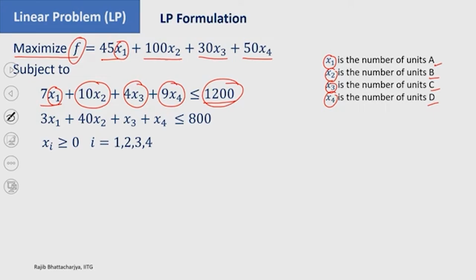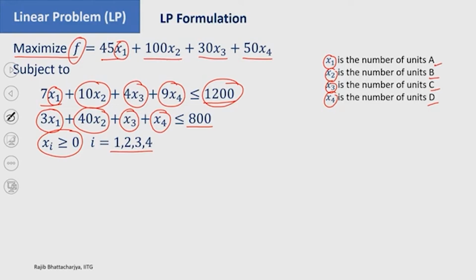So, that is the available time, that means I cannot use the lathe machine more than 1200 minutes. Similarly, if I use the milling machine, then the total time required for product A is thrice x1, then product B is 40 x2, product C is 1 into x3 and product D is 1 into x4, and the total time should be less than 800 minutes. Okay. So, I have a total of 800 minutes and this xi should be greater than or equal to 0, so i equals 1 to 4.